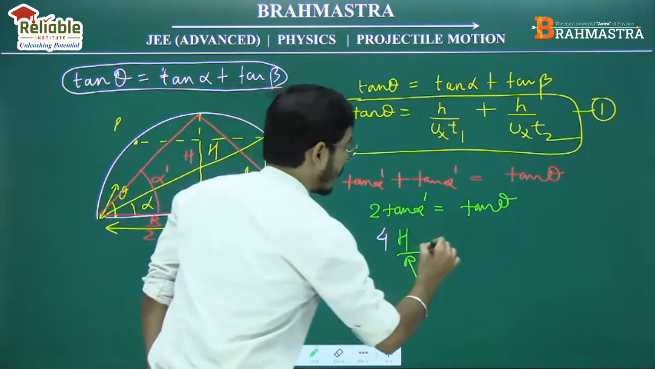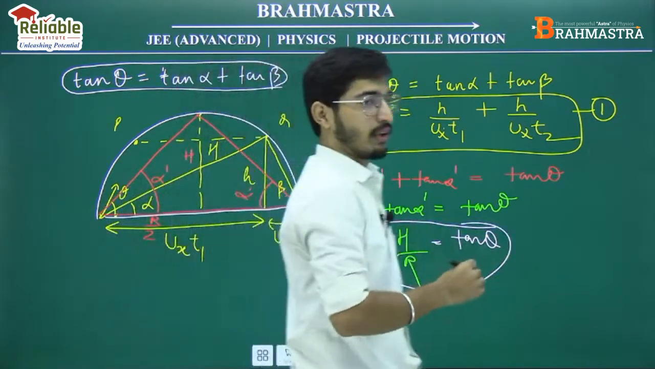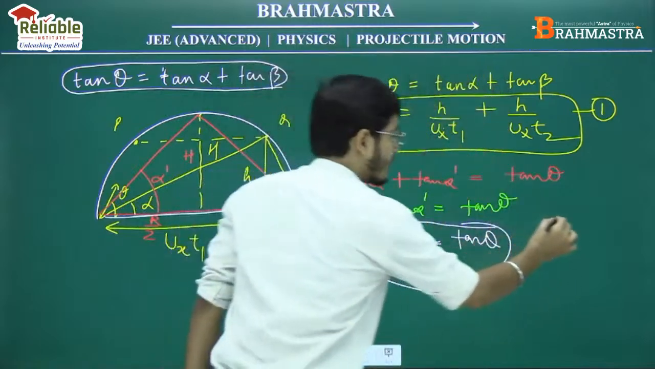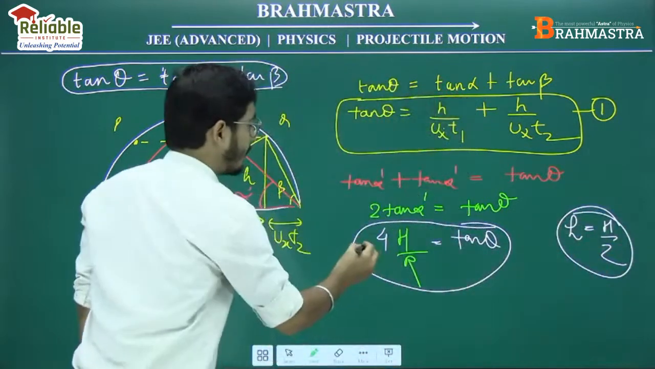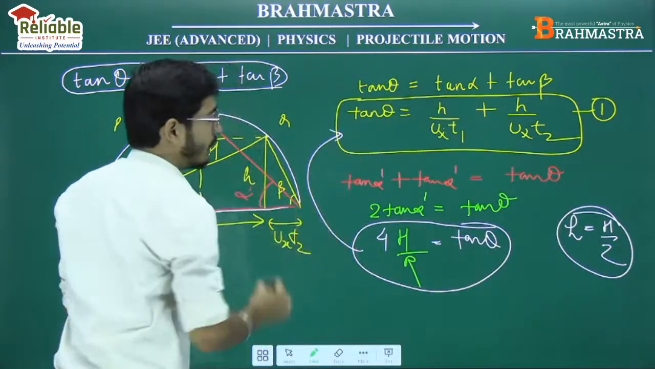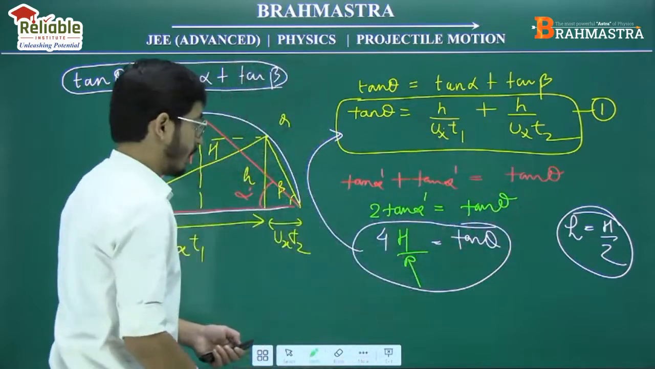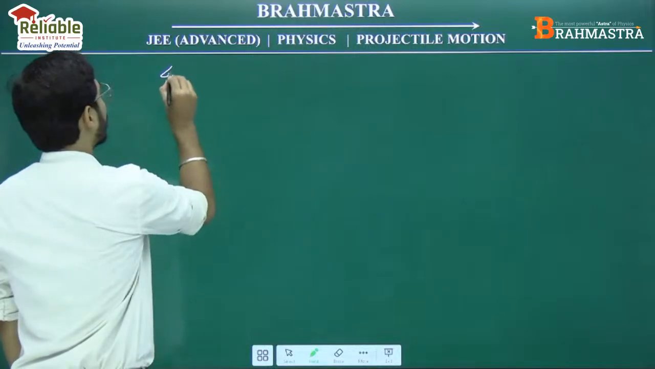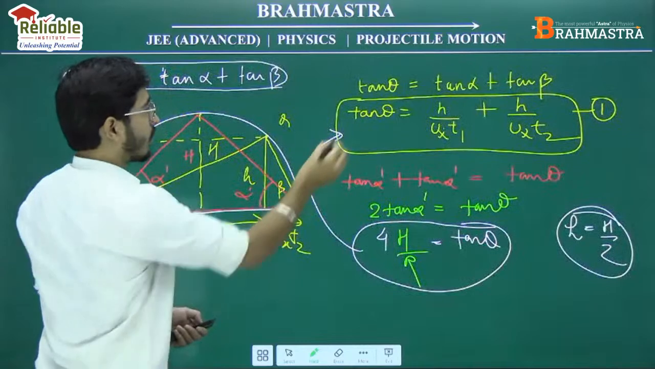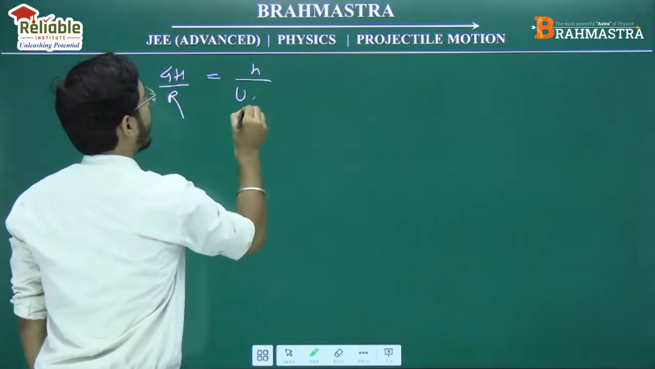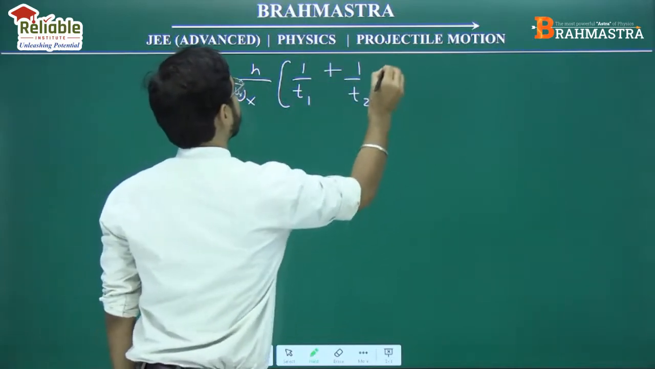Okay, we have got a 4 here, and the value of tan theta we have already got as 4h by r. One thing we know is that the small height h is H over 2. Now in place of tan theta we can directly substitute this value of tan theta, and h can be eliminated. If I place this value, 4h over r is equals to h over ux into 1 over t1 plus 1 over t2.